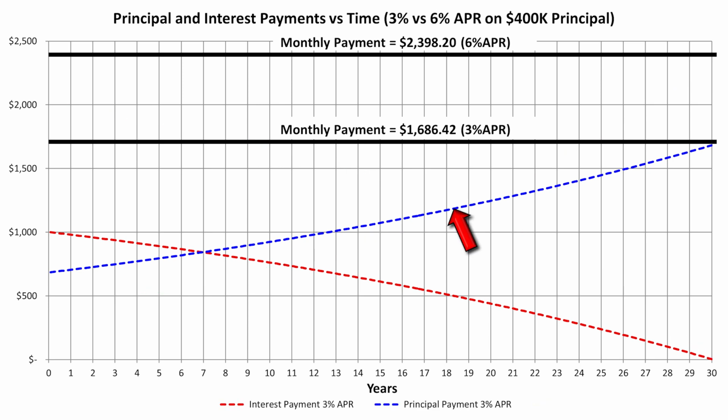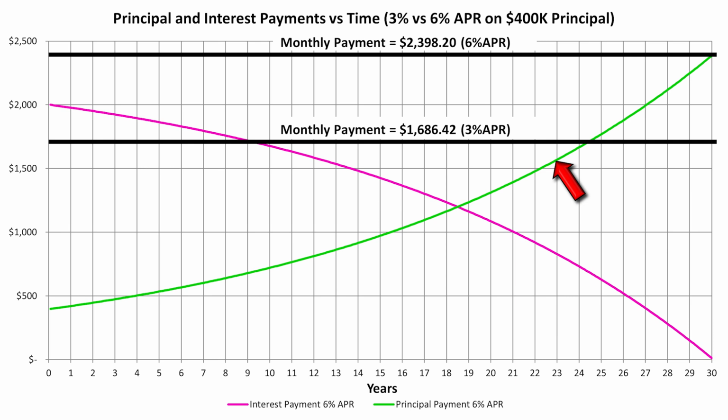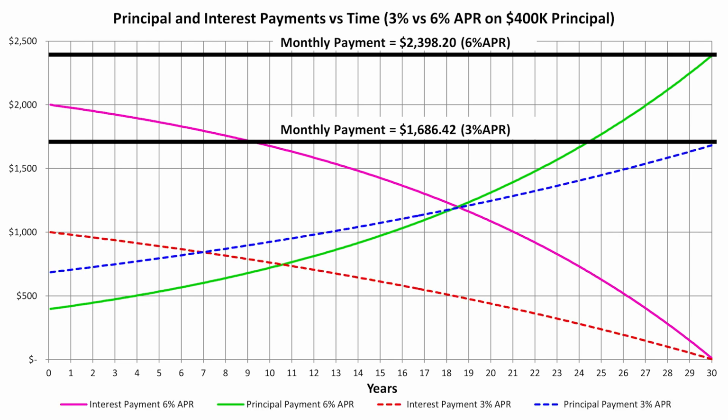The blue dashed line represents the principal payments on a loan at 3% APR, while the red dashed line represents the interest payments. And the green solid line represents the principal payments on a loan at 6%, while the magenta line represents the interest payments. You can see that the point where the sets of lines cross is where the interest payments become lower than the amount applied toward the principal. The principal overtakes the interest on a loan at 3% APR after 7 years, but for a loan at 6% APR, it doesn't occur until about 18.5 years into the term.